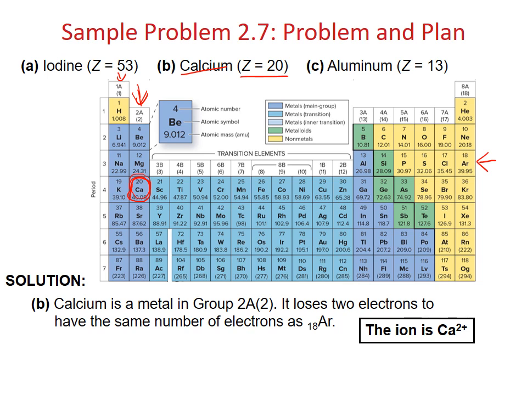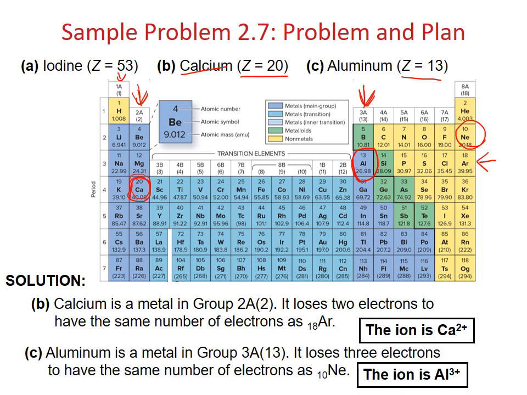Let's look at the C. C is aluminum, Z equals 13. So in the periodic table, we find 13 right here. Okay, so it's group 3. Now group 3 should lose 3 electrons. If you look at the closest noble gas, it is neon. So neon is 10, aluminum is 13. So you lose 3 electrons, and therefore we predict aluminum to be 3 plus. Okay, the ion is 3 plus.